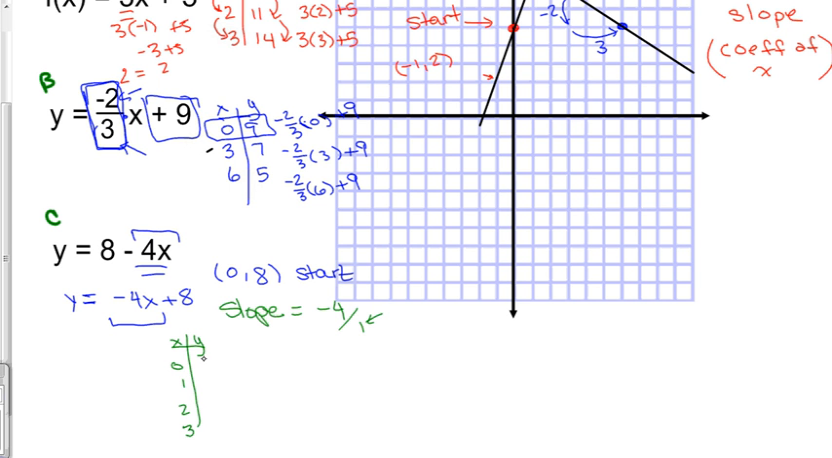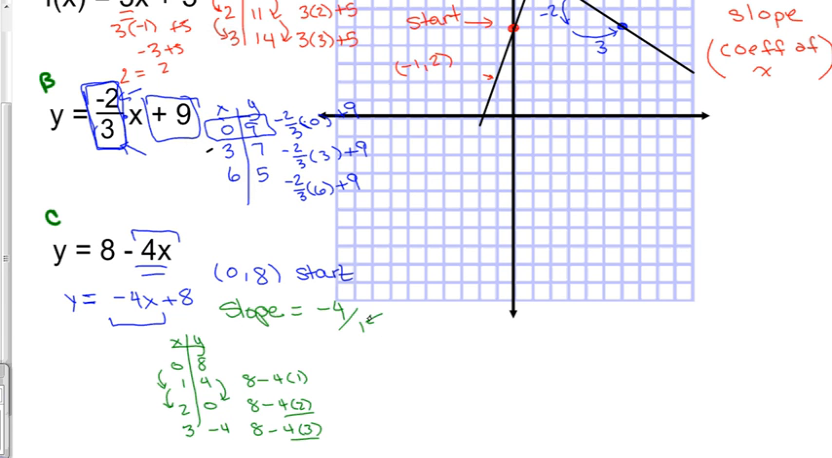So when I put in 0, I got 8. When I put in 1, I get 8 minus 4 times 1. Well, 8 minus 4 is 4. When I put in 2, I get 8 minus 4 times 2. Well, 8 minus 8 is 0. And when I put in 3, I get 8 minus 4 times 3. Well, 8 minus 12 is -4. So notice every time my x value went up by 1, my y value went down by 4.